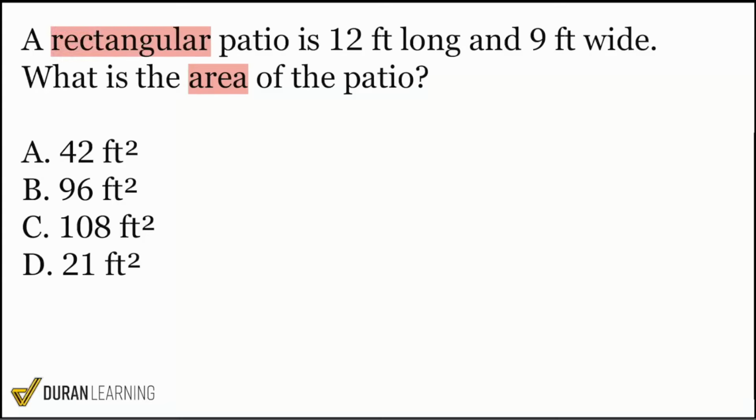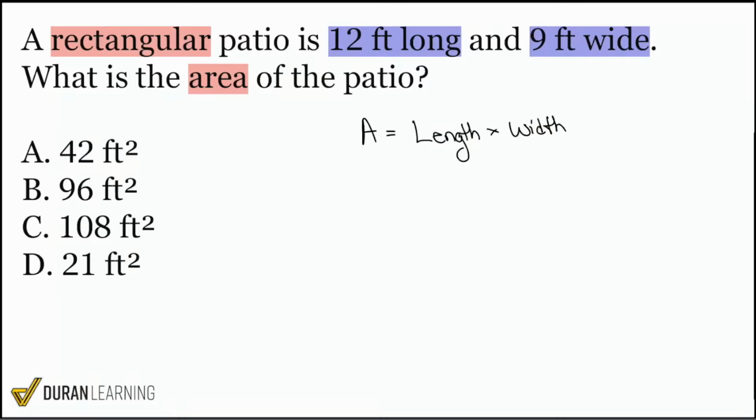And we see that shape right here. That shape says rectangular, so we can assume rectangle. So immediately what you want to do in your head or on paper is write down that formula if you're looking for that area. In this case, for a rectangle, we're going to have the length multiplied by the width. And we notice that the problem actually gives us those 2 values. For the length, it says 12 feet long, and for the width, it says 9 feet wide.